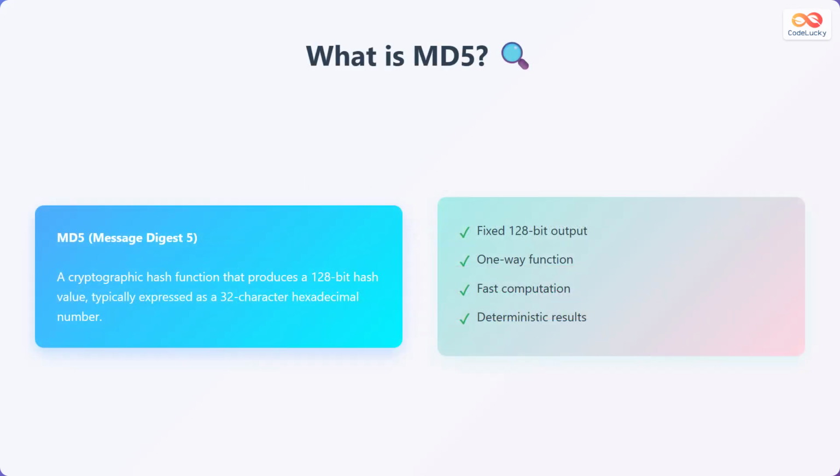MD5 stands for Message Digest 5 and is a cryptographic hash function. It produces a 128-bit hash value, which is typically displayed as a 32-character hexadecimal number.